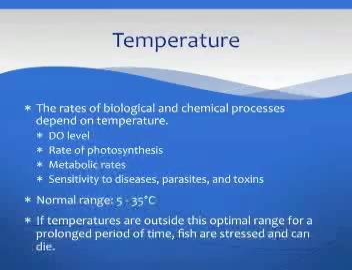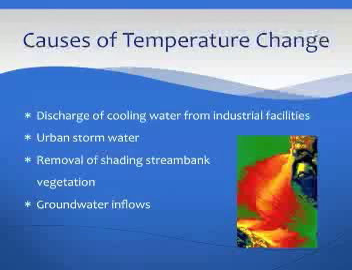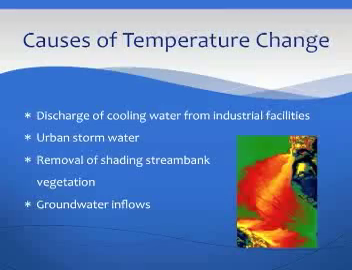Optimal temperatures for fish depend on the species. Some survive best in cold water, like the salmon and trout mentioned earlier, whereas others prefer warm water. If temperatures are outside this optimal range for a prolonged period of time, fish can get very stressed and even die. Cooling water discharge is one of the major causes of temperature change. Also, urban stormwater runoff, removal of shading streambank vegetation, and groundwater inflows. Removing shade from the edgewaters can also cause an increase in temperature. Groundwater, on the other hand, can cause a decrease in water temperature, which can be equally as dangerous.